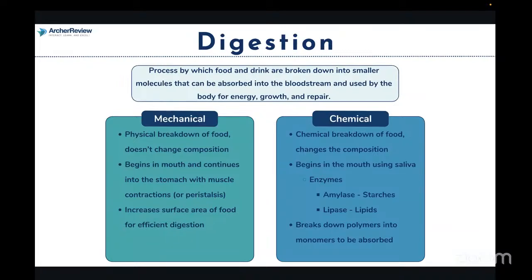Chemical digestion is a chemical breakdown of food, and this changes the composition. This chemically alters the form. This begins in the mouth, believe it or not, using saliva. Saliva contains enzymes such as amylase and lipase. Amylase will break down starches. Lipase will break down lipids. And it breaks down these polymers into individual monomers. So the concept is the same here. We're breaking them down into smaller components so that they can be digested and absorbed.